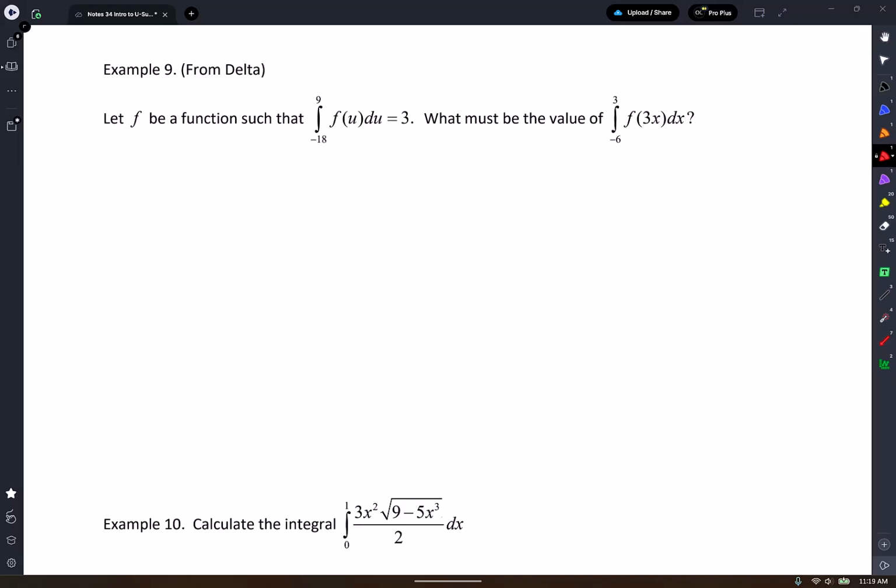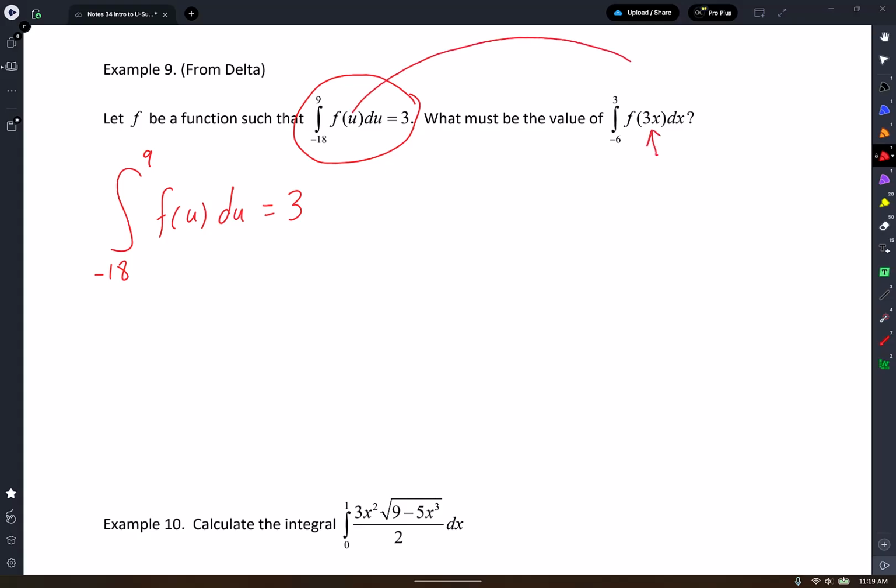So they're telling us, let f be a function such that the integral from negative 18 to 9 of f of u du equals 3. So they're telling us that integral is 3. We're still okay? All right. You see how we have a 3x right here? So they're probably telling us that we're going to have to do some type of substitution. Do you guys see that? So I guess they're kind of giving us a hint.